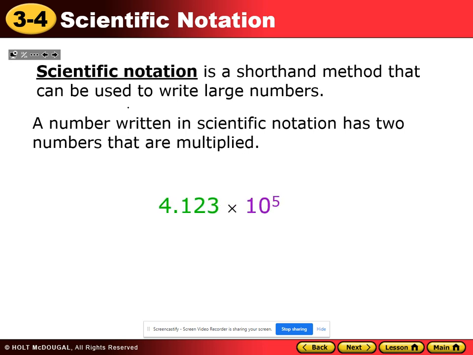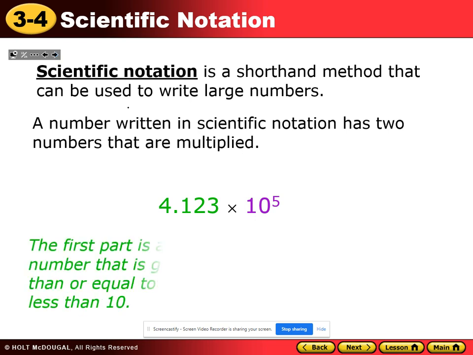So, they do something like this. 4.123 times 10 to the 5th. And that, if you know what the shorthand is, makes the number very easily understood. The first part is a number that is greater than 1. So there's a whole number, 1, 2, 3, 4, 5, 6, 7, 8, 9, on the left side of the decimal. Then all the important numbers that are non-zero on the right side of the decimal.